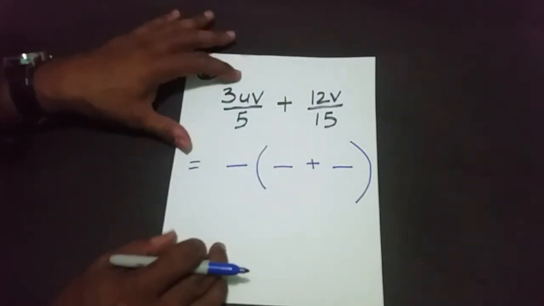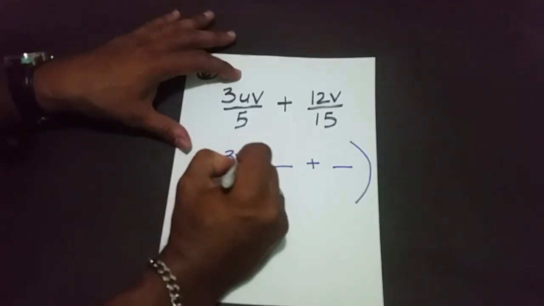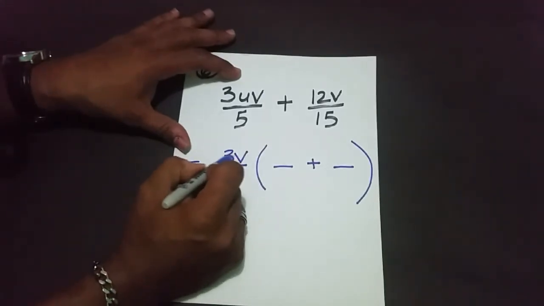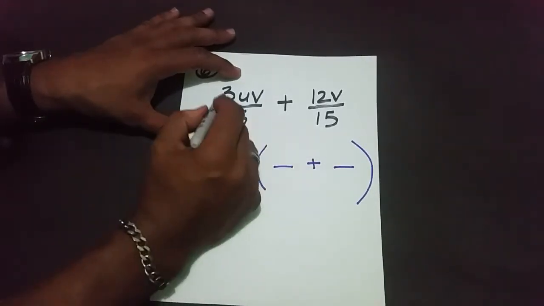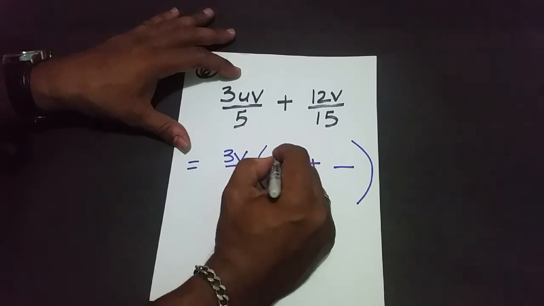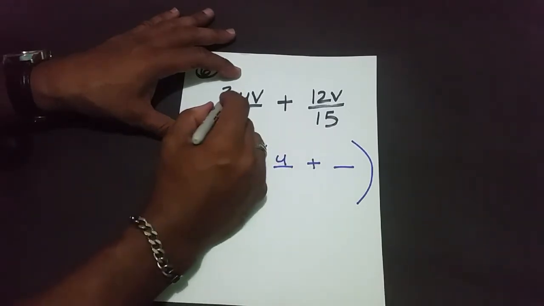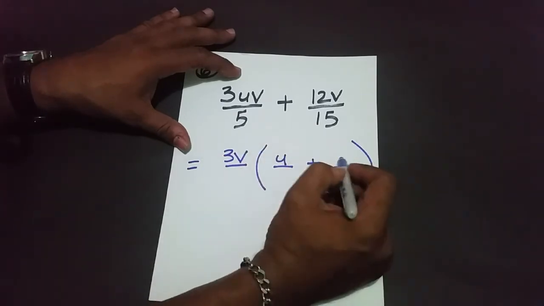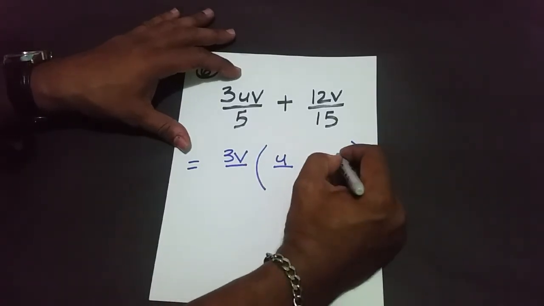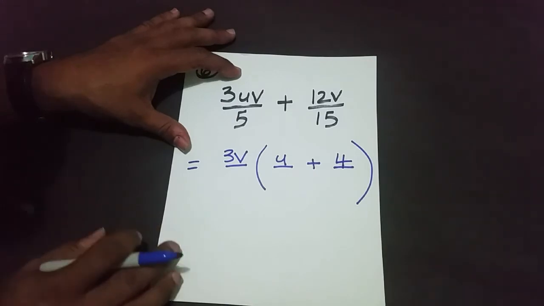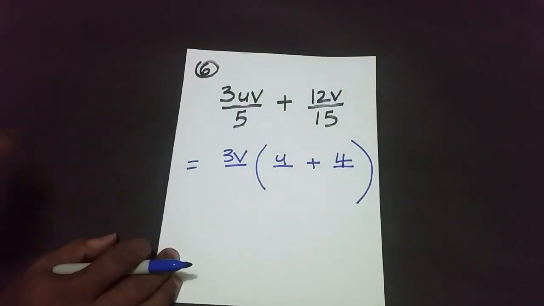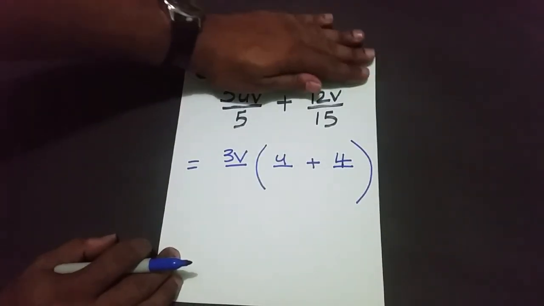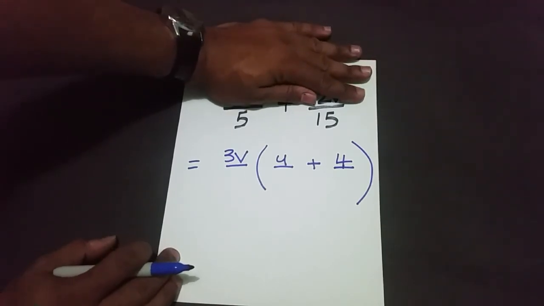So if we take 3v outside here, the question is, 3v times what is going to give me back 3uv, and that is simply u. 3v times u is going to give me back 3uv. Now 3v times what is going to give me back 12v, and that is simply 4. So I've taken care of the numerators in the result. So I'm going to cover the numerators now, and focus on the denominator.